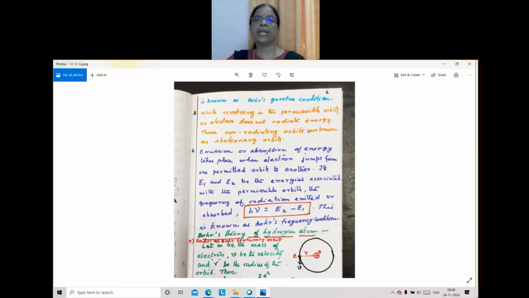Thus, non-radiating orbits are known as stationary orbits. So, this is an important conclusion. While revolving in a permissible orbit, the electron does not radiate energy. But non-radiating orbits are also known as stationary orbits.